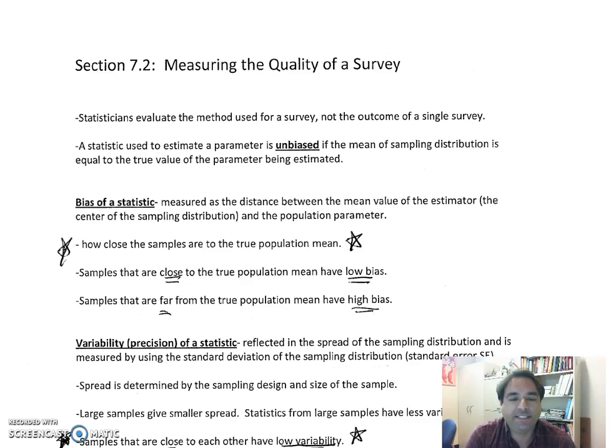Hello, this is STA2023 Statistical Methods, Chapter 7, Section 2, Measuring the Quality of a Survey. So, statisticians evaluate the method used for a survey, not the outcome of a single survey.